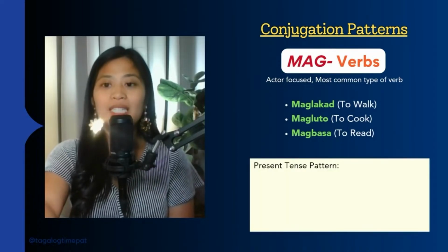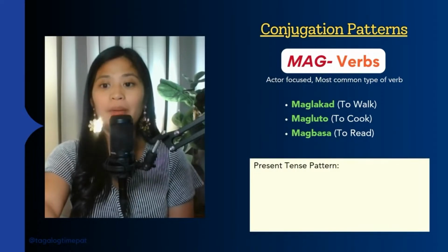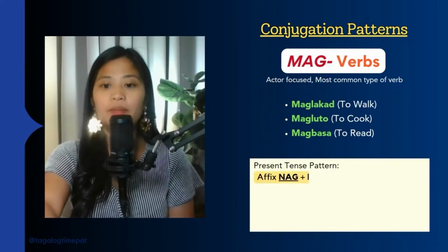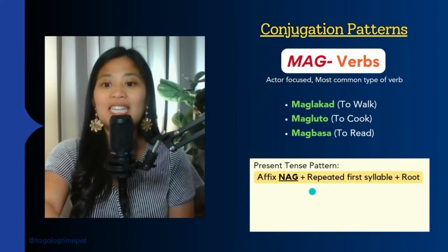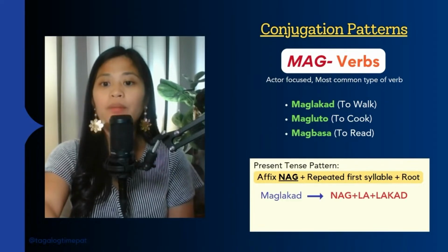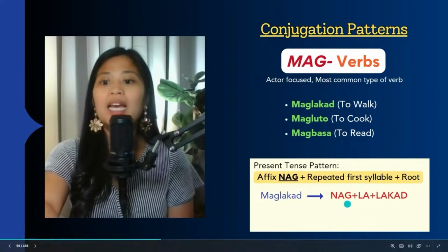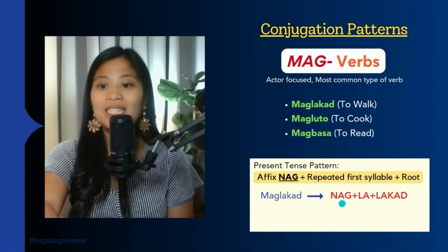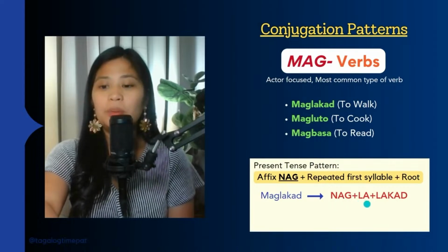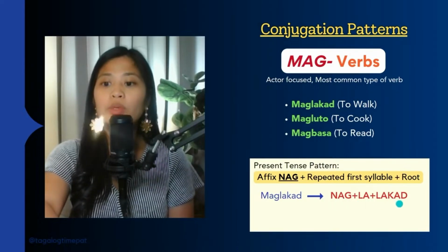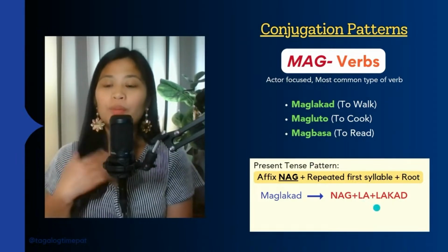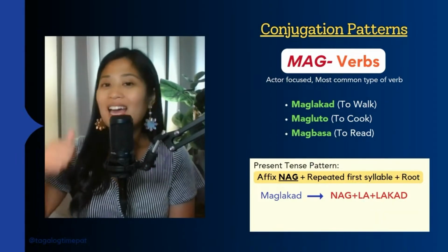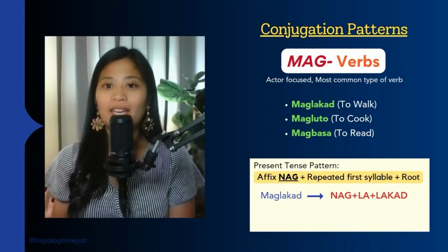Now, in the present tense, if you want to conjugate a mag-verb in the present tense, here is the pattern. It's the affix nag, then it's the repeated first syllable, and then it's the root. For example, maglakad becomes naglalakad. Here's the affix nag, then there's a repeated first syllable, and then the root. Naglalakad ako, I am walking. Naglalakad sila, they are walking.